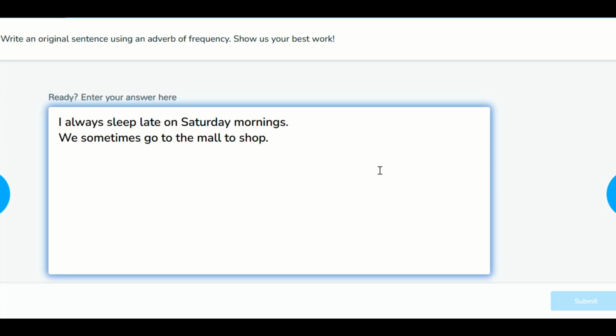We sometimes go to the mall to shop. It's not always, and it's not never, just sometimes. He rarely loses his keys. That means that it hardly ever happens. Only 10% of the time, maybe, he will lose his keys.